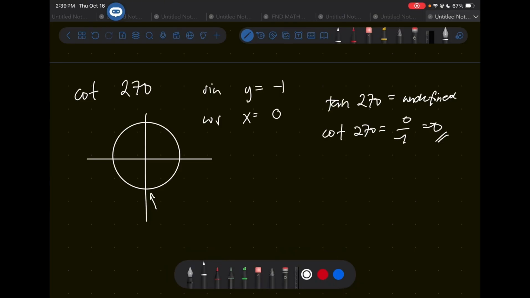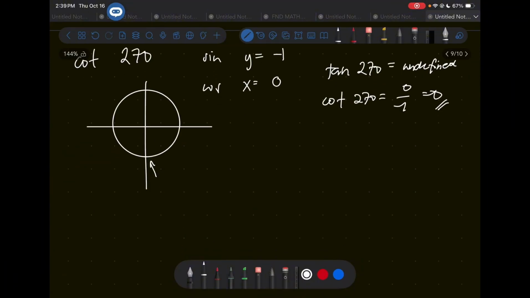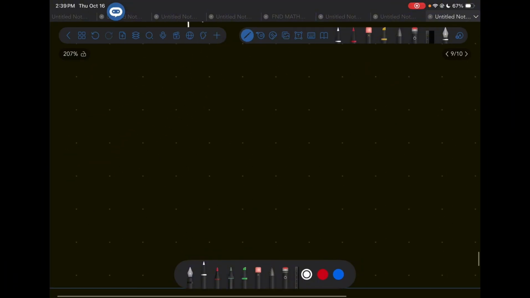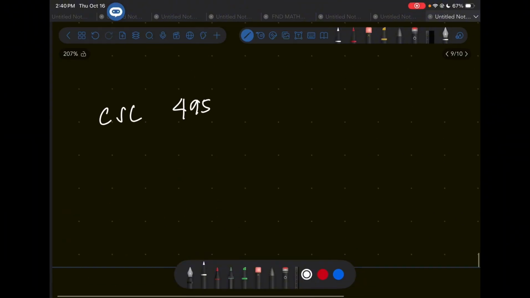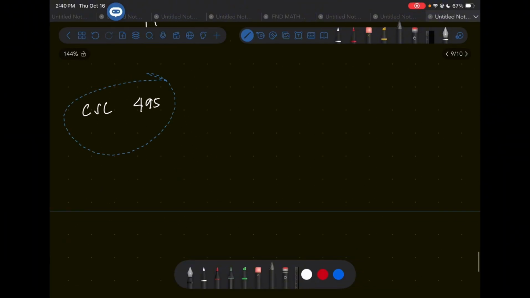It's gonna be 0. Okay. So now, what if we're looking for cosecant? Let's think of an angle here. 495. It's a big number. So first, let's just move it over here.